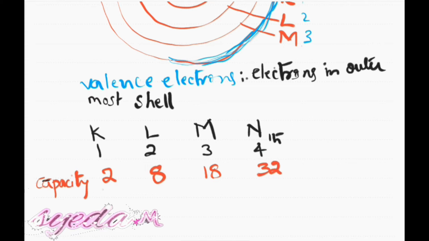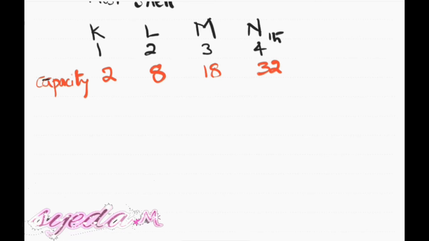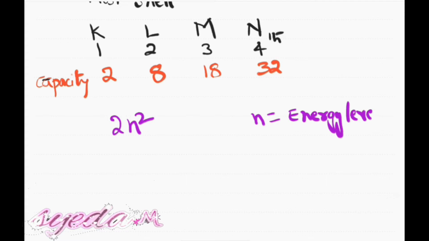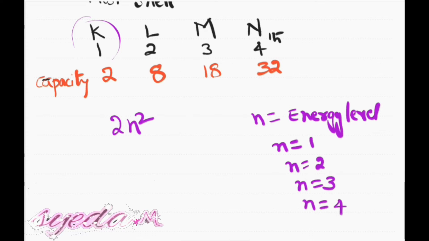Now how did you get to know that these are the capacities? For that you need to use the formula 2n square, where n is the energy level. So what is the first energy level? N equals 1. Second energy level, N equals 2. Third energy level, N equals 3 and fourth is N equals 4.